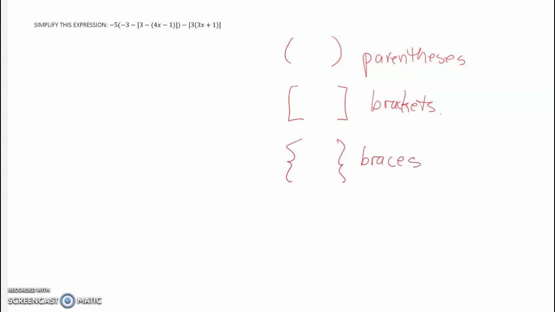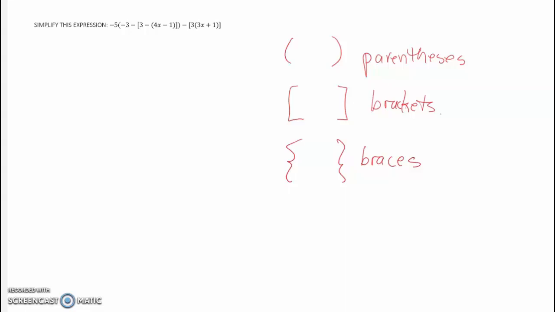Okay, so in the problem that we have, a set of parentheses and a set of brackets. They perform exactly the same. It's part of an algebraic language. Now, why do we use the two? Well, it gets confusing if we use parentheses all the time. We wouldn't know when one starts and when one ends.